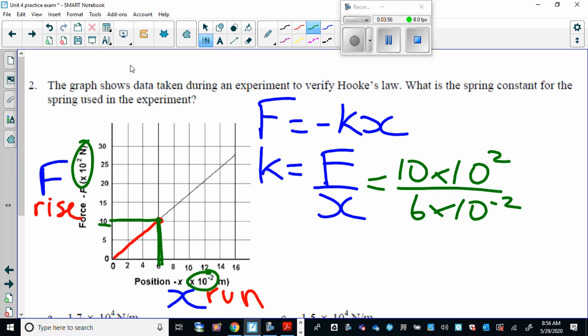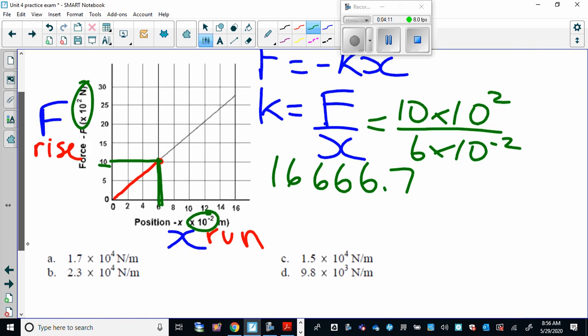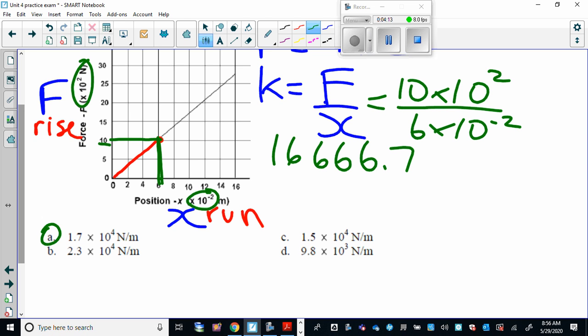So 10e2 divided by 6e negative 2 equals 16,666.6 repeating, which you can clearly see is, if we round that off, we actually get A. So you're just going to pick the closest one.